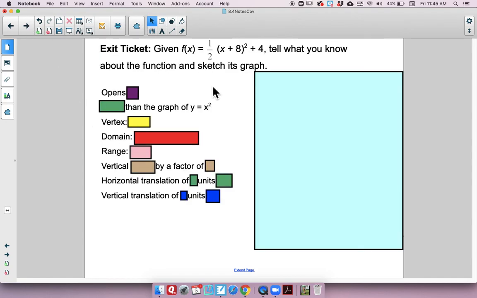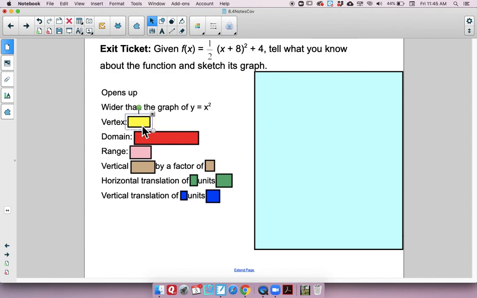Okay, exit ticket. You're given that. Tell me what you know about the function, and then go ahead and sketch the graph. What do we know? Opens up. Good. Is it going to be steeper or wider than the graph of y equals x squared? It's wider, right? Why? Because a is between 0 and 1, right?